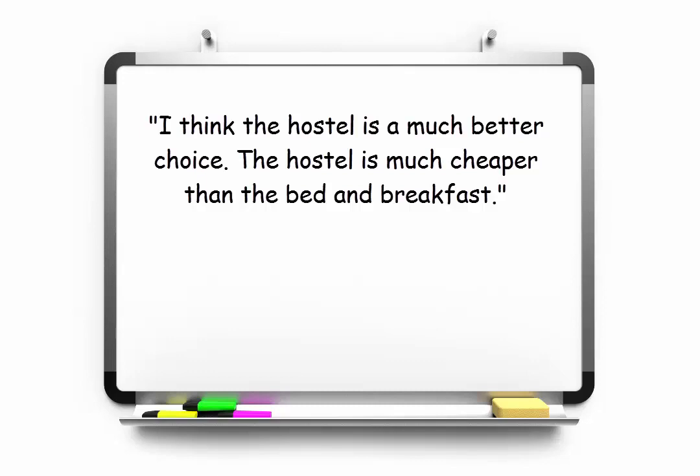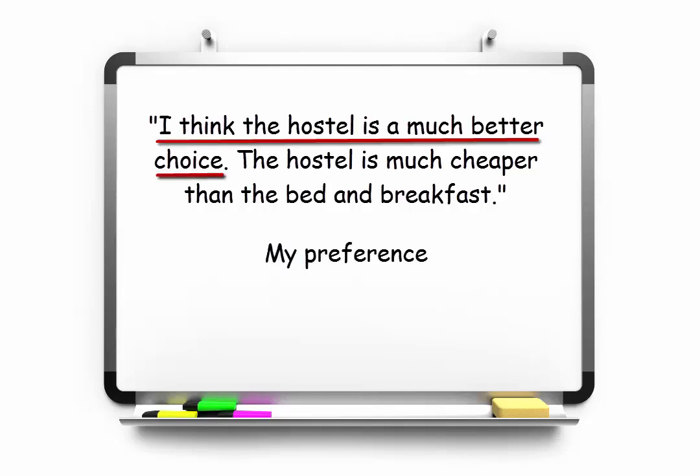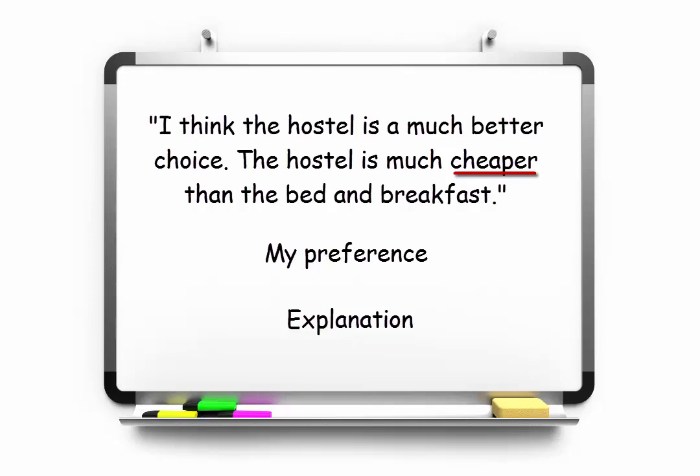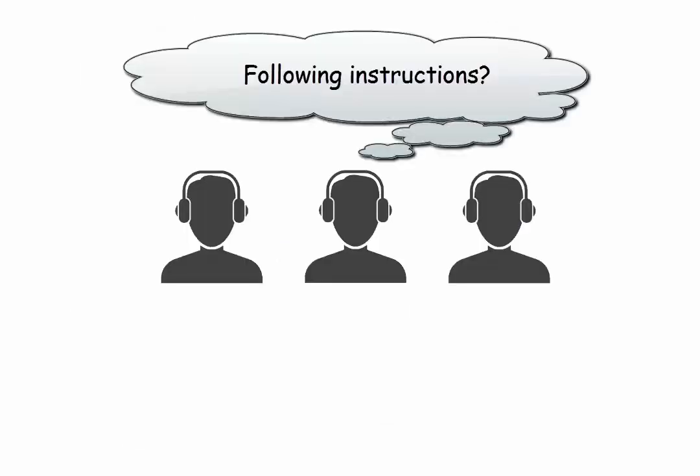I think the hostel is a much better choice. The hostel is much cheaper than the bed and breakfast. Then I am clearly expressing my preference, and I am explaining why one is better than the other by saying that it is cheaper than the other option. Here, not only am I showing the raters that I understand the instructions, but I am also showing the range of my vocabulary by using my own words to persuade someone that my choice is better.